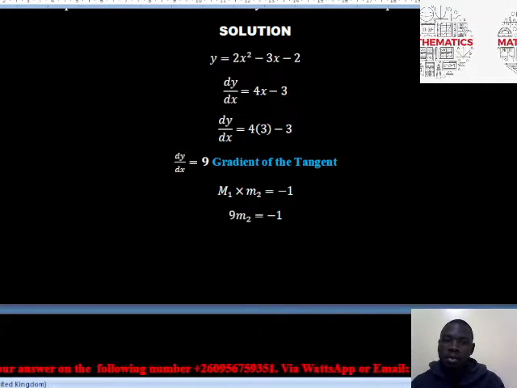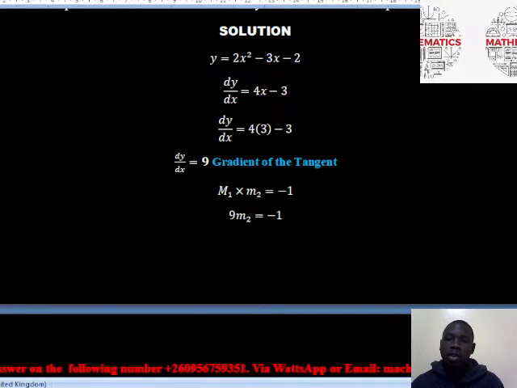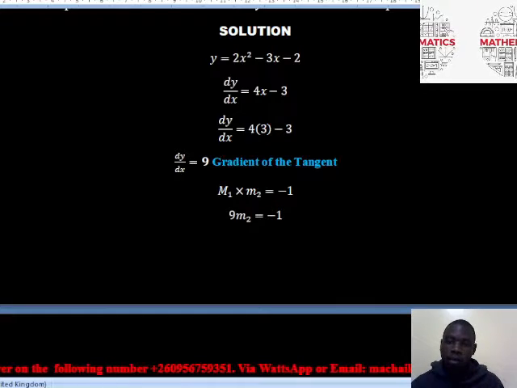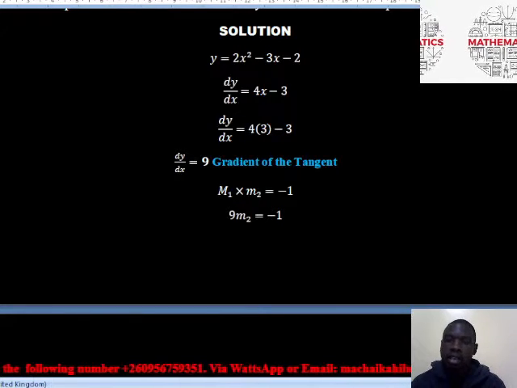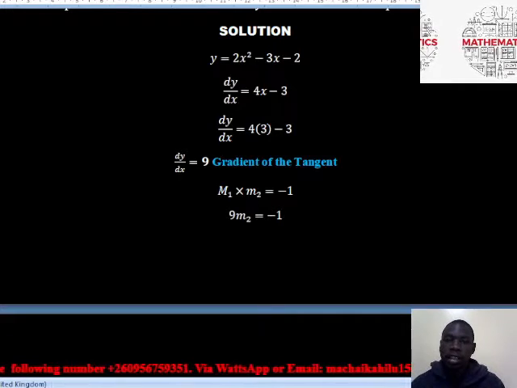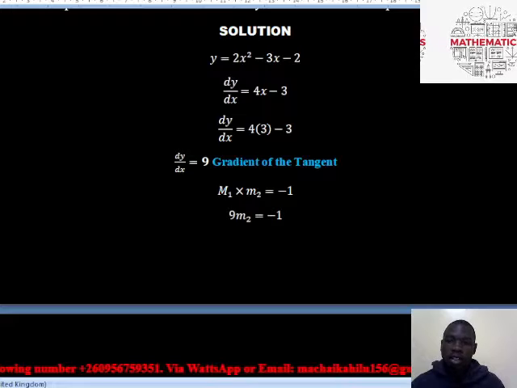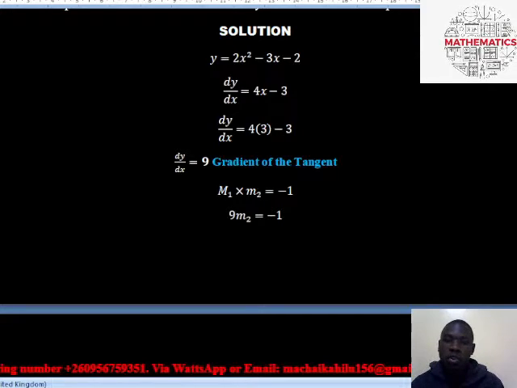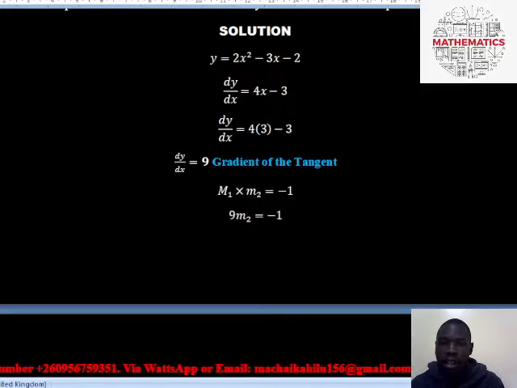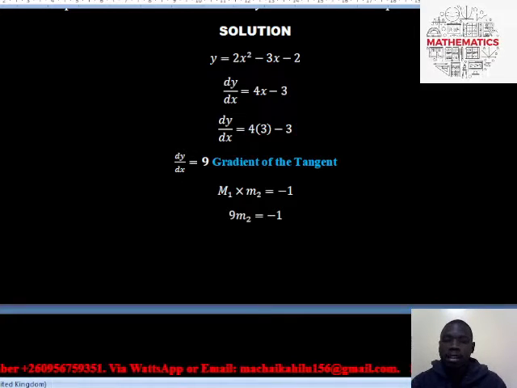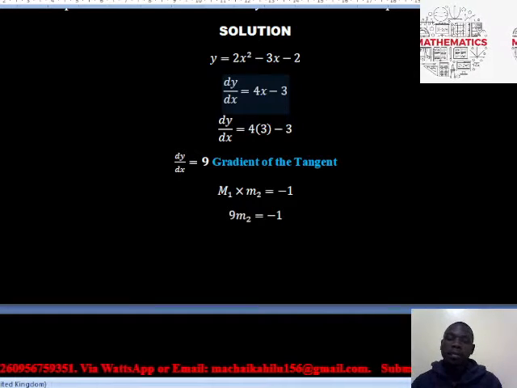y equals 2x squared minus 3x minus 2. When we differentiate that, remember, if you watched the previous video, you are not going to find difficulties in differentiating such a function. So I'll just go direct, since you now know how to differentiate. When you differentiate that function, it will give you 4x minus 3.